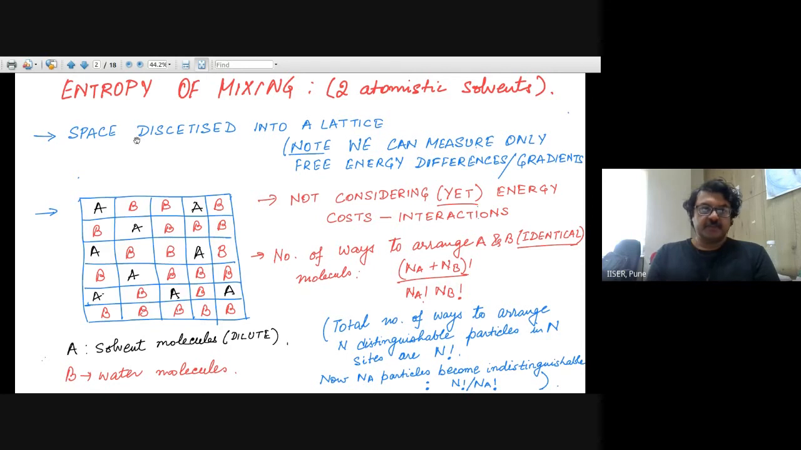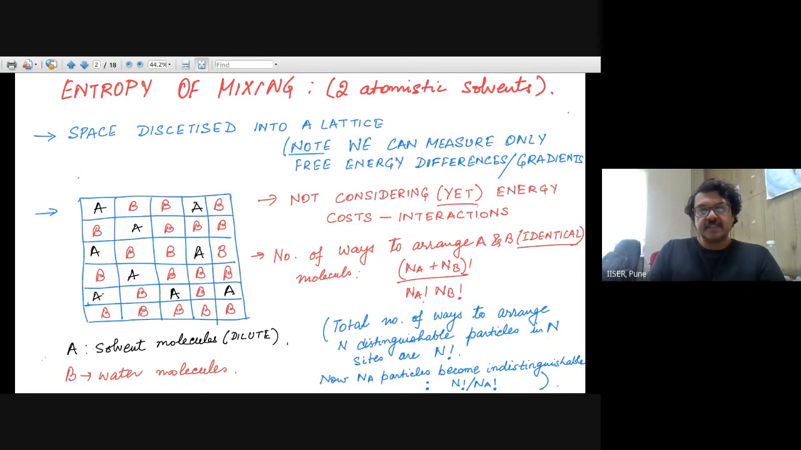Basically, what was done is space was discretized into a lattice, and this is exactly the slide from the last class. The number of ways to arrange A and B identical molecules was written as (Na plus Nb)! over Na! Nb!, where Na was the number of A molecules and Nb was the number of B molecules, where B would be the solvent. If they're identical particles, we divide by Na factorial and Nb factorial, because you can interchange the positions of all the A particles between themselves, and you can't figure out any difference, right?